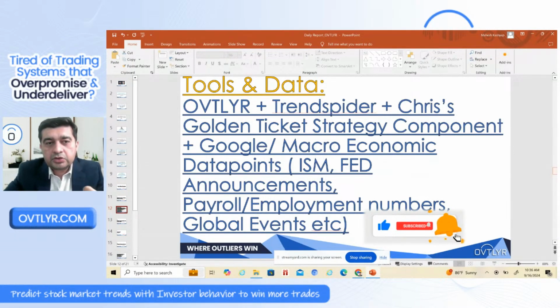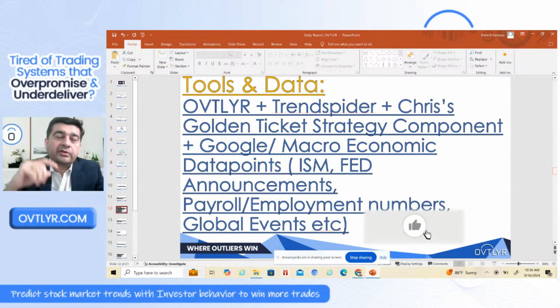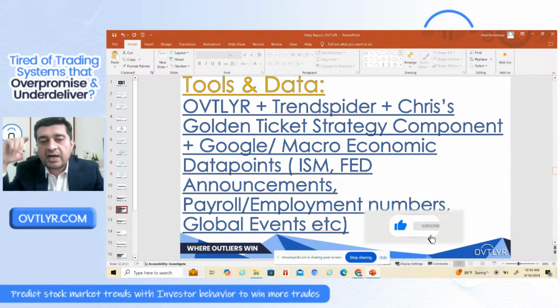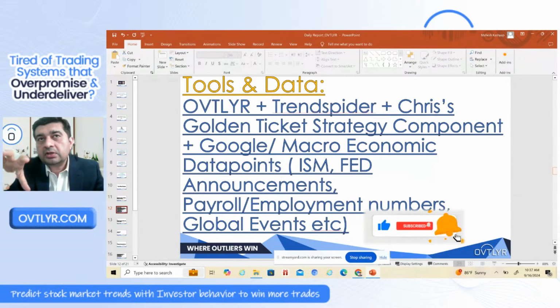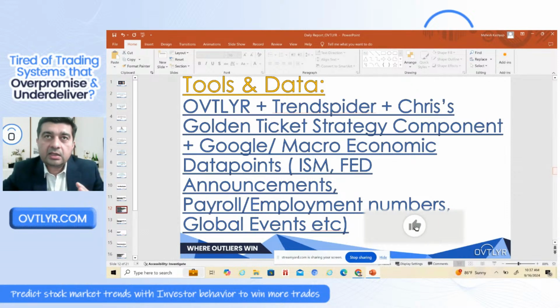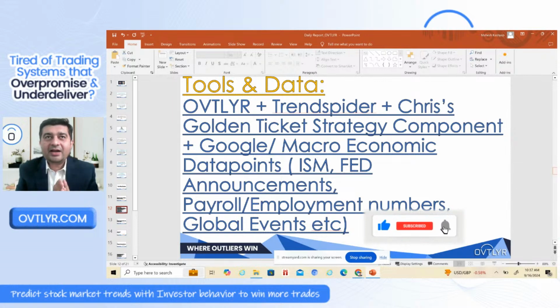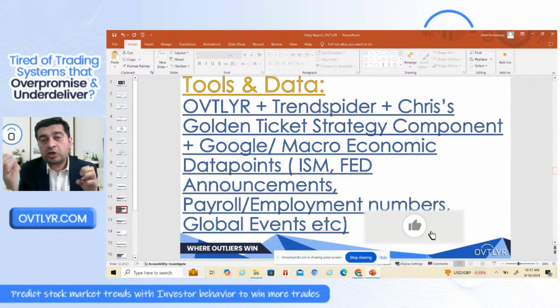So definitely, I use Outlier platform, and I'll show you in a second how. I do use TrendSpider platform, which again I started learning from Chris, and I have a couple of these beautiful strategies that Chris used in his golden ticket strategy, and I also use that as a guiding principle of when to get out, and also a confirmation signal to make sure that the decisions that I'm making are in line with the overall market. So I have mashed up this strategy where I use my strategy. I have some component from Chris's strategy.